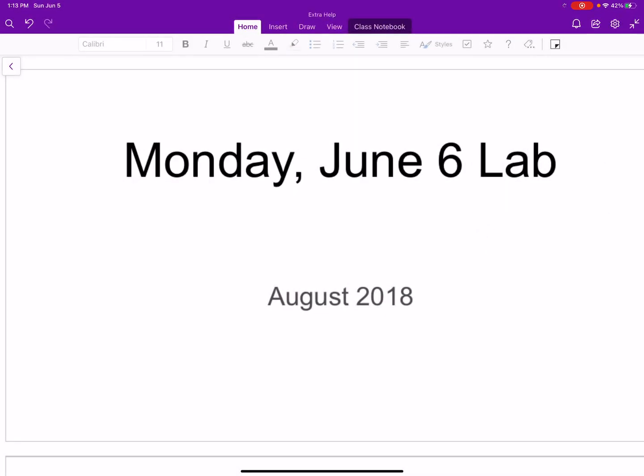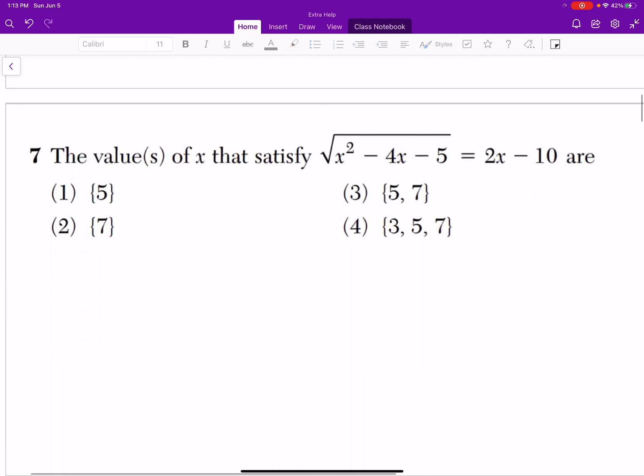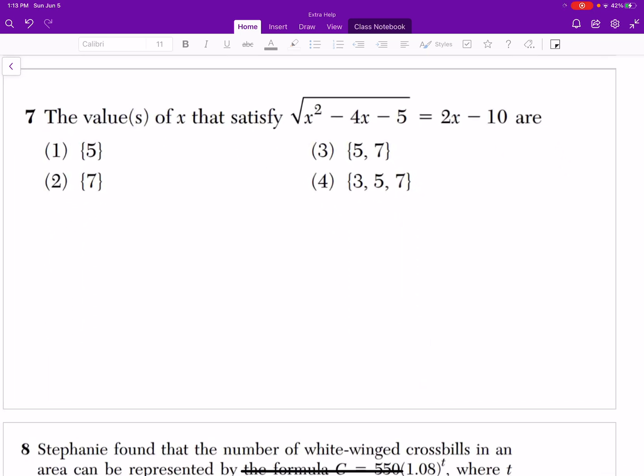Here are the answers for the multiple choice to Monday's lab. The value or values of x that satisfy this equation are which of the following? So if I were you, definitely an option is to just plug these numbers in for x and see what works and what does not work.